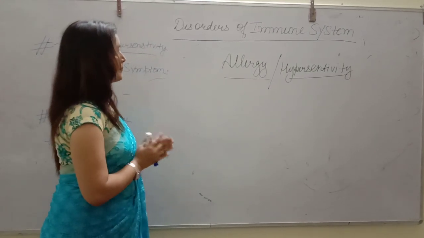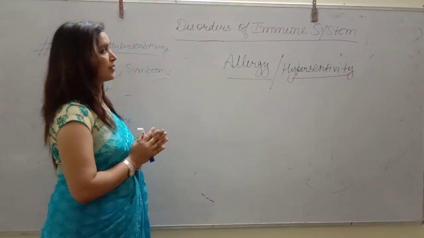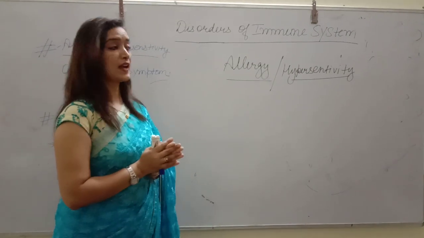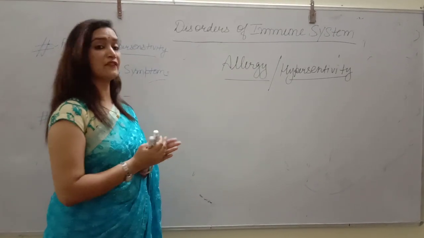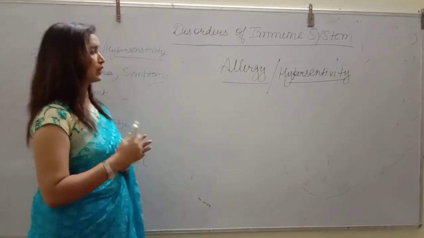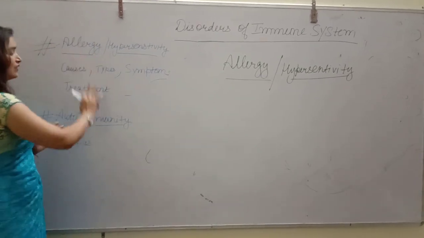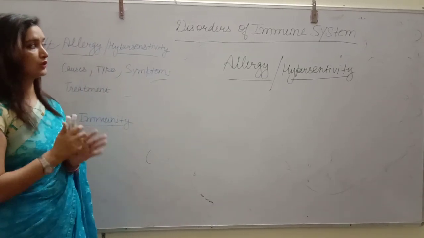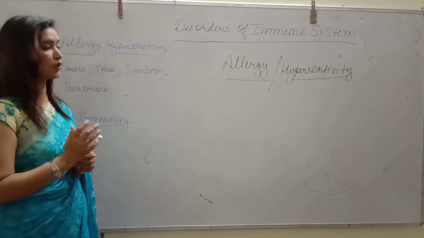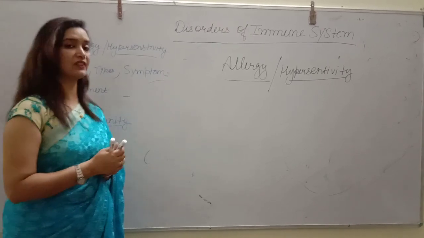So what happens when this immune system doesn't work properly, and what happens if a person has a weak immune system? It will lead to allergy, and it will lead to autoimmunity. So let's discuss one by one. These topics are important for CBSE as well as for NEET.